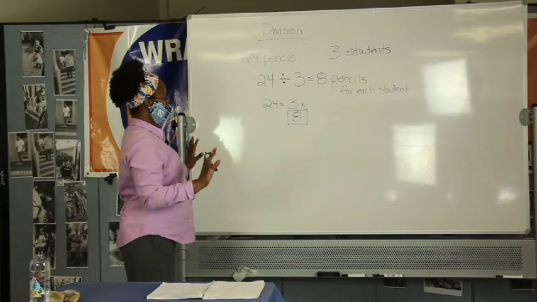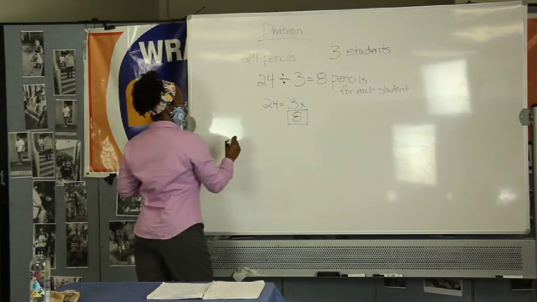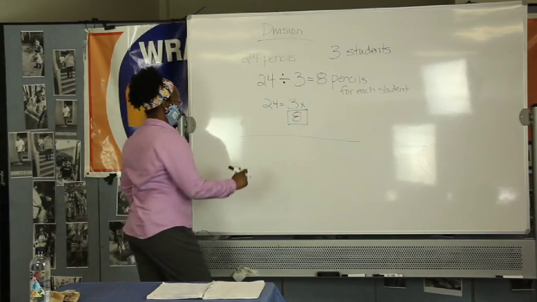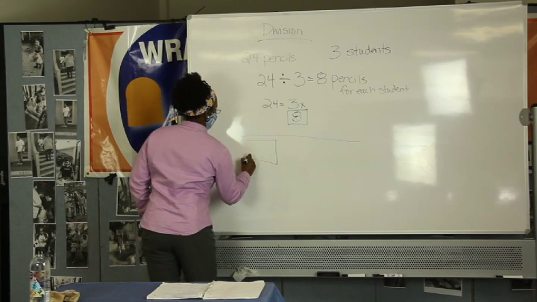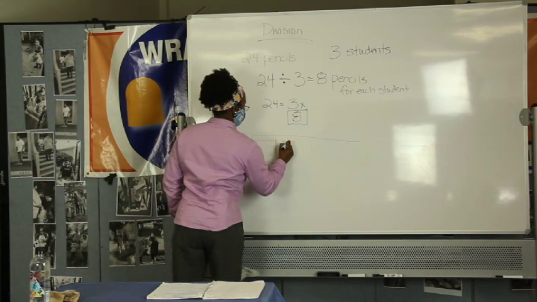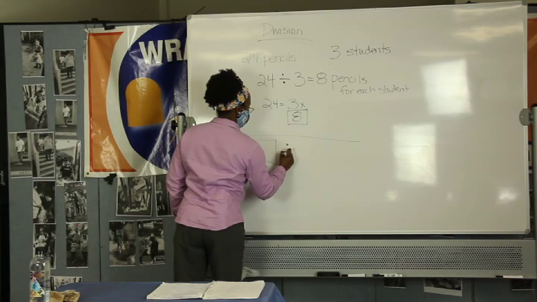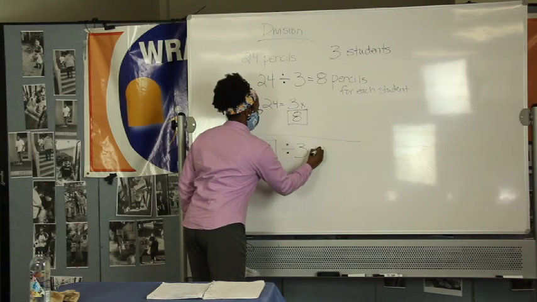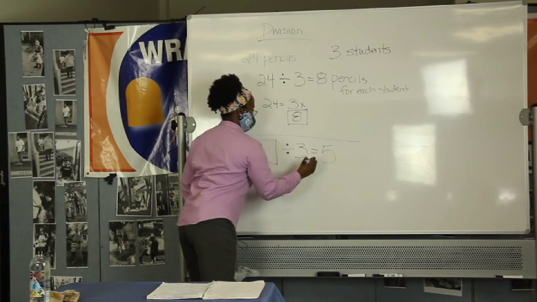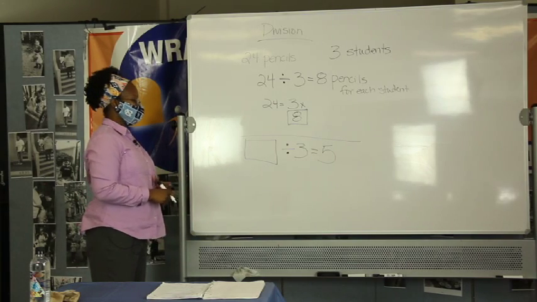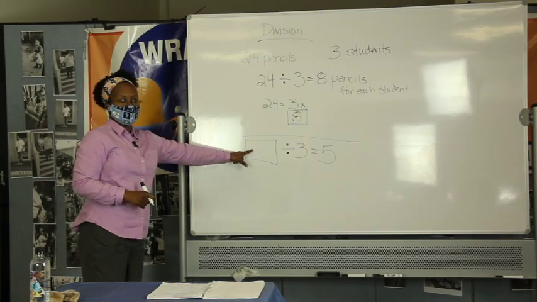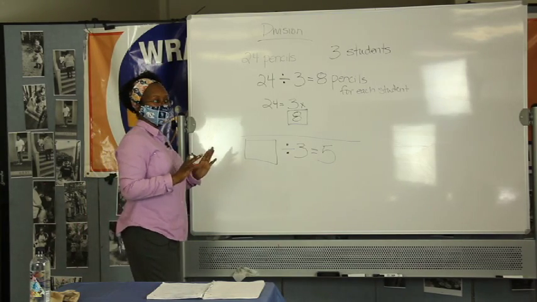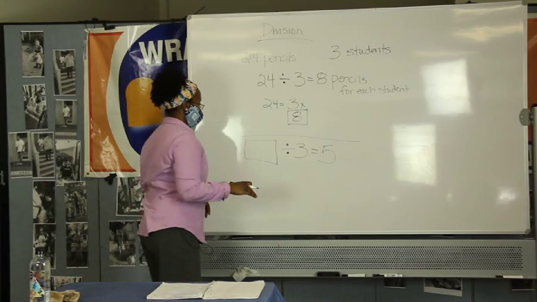Now, if you feel really confident about this, let's change it up a little bit. If I was to give you a problem where some number divided by 3 equals 5, could you tell me what number is supposed to go in the box? This seems simple, but you need to make sure that you can do this without hesitation.